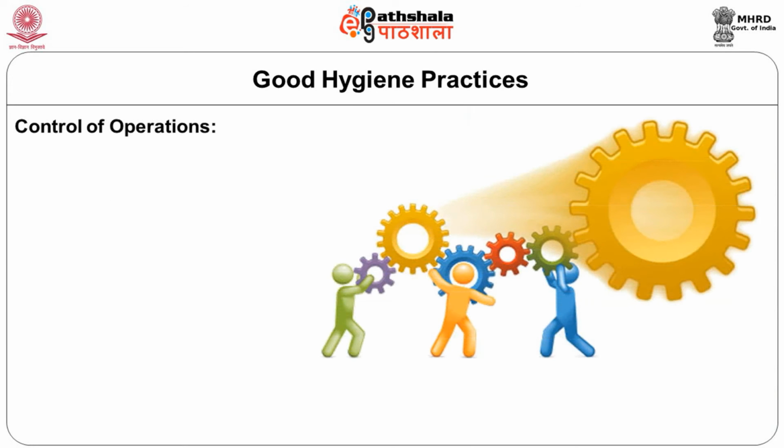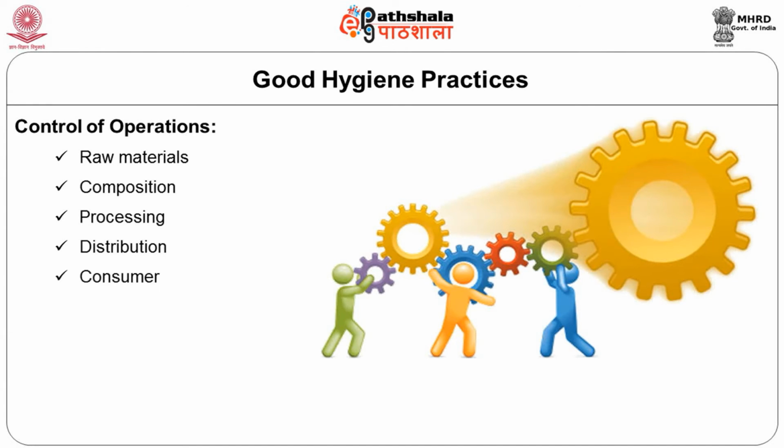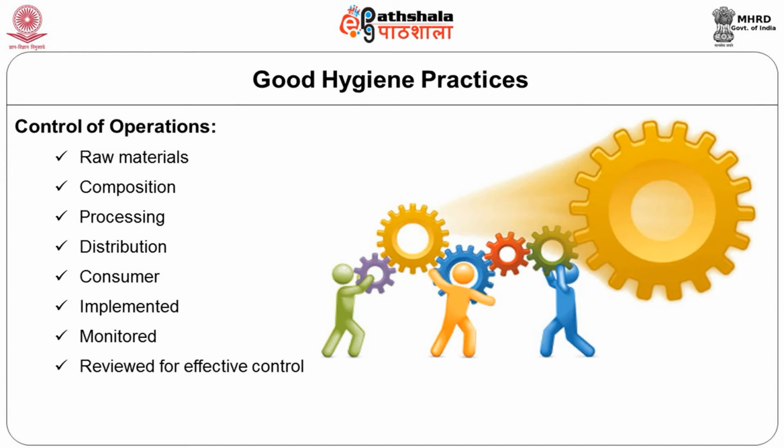Once you have all these things, there should be control of operations to make food safe and suitable for its intended use. So, what is the control of operations? It covers raw materials, their composition, processing, distribution and consumer use, to be met in the manufacture and handling of specified food items. Designing, implementing, monitoring and reviewing effective control systems are part of the control of operations. For each one of them there should be standard operating procedures, and proper standards have to be maintained.